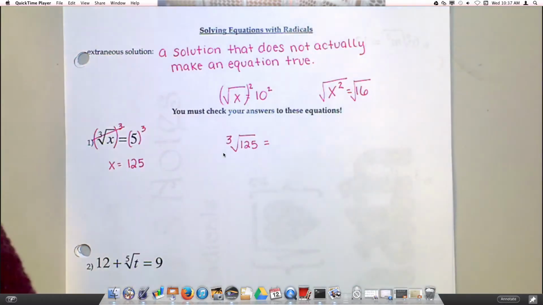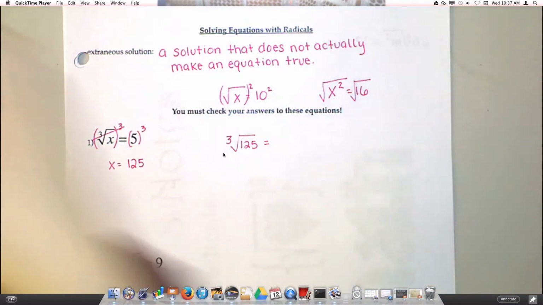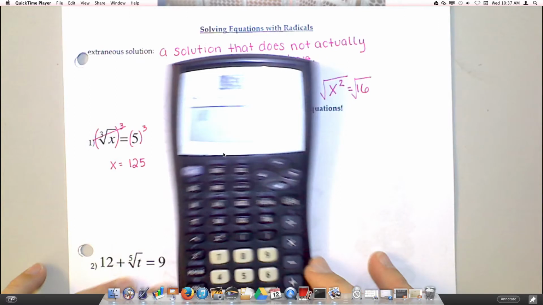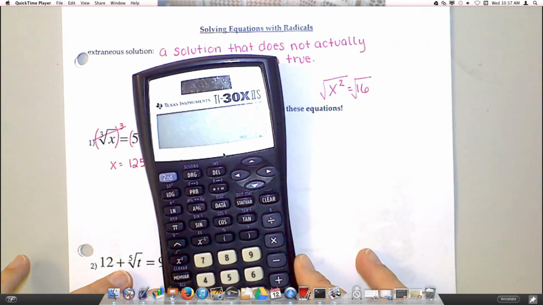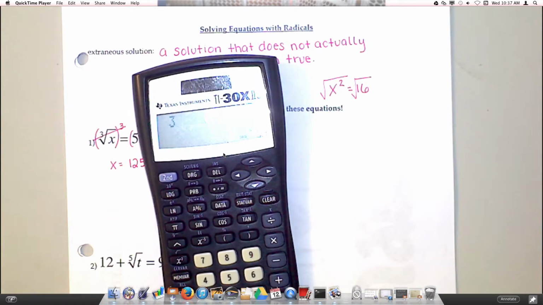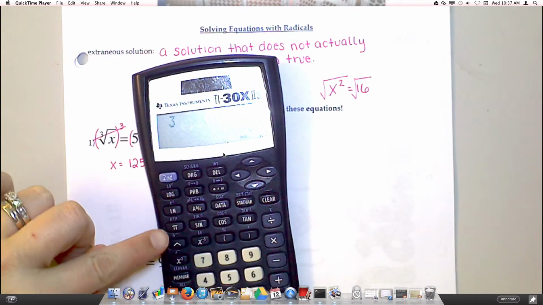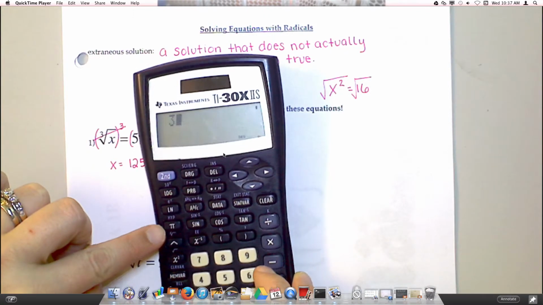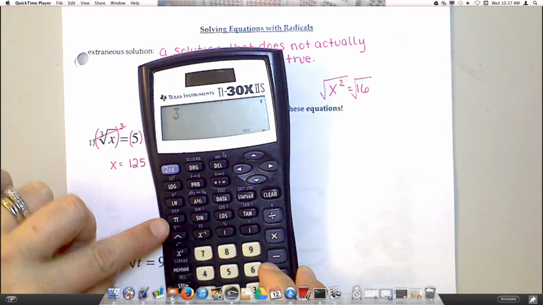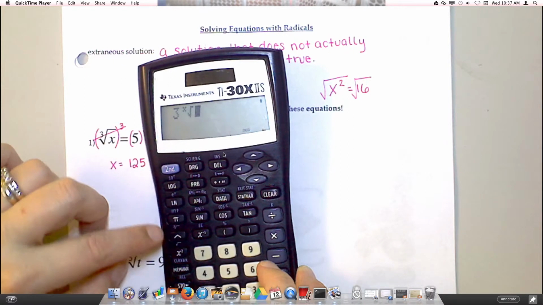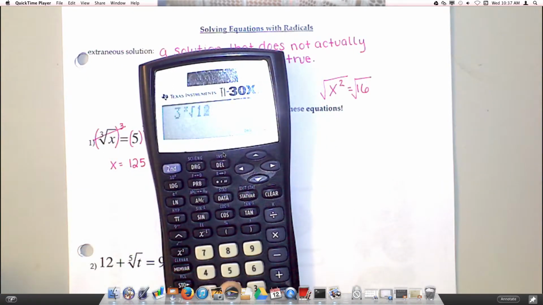Equal to 5. Okay, so something like this, I would type the 3. Guys, can you cut the conversation back there? And then if you look up above the caret key, there's a button that looks like a square root symbol, but it's got an X next to it. That's the one you're going to hit. And then I would type in the 125.